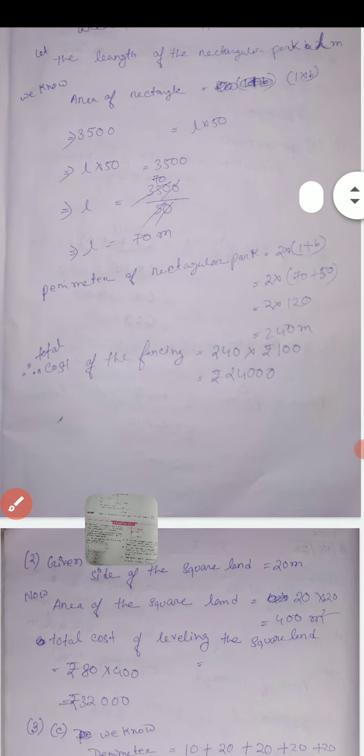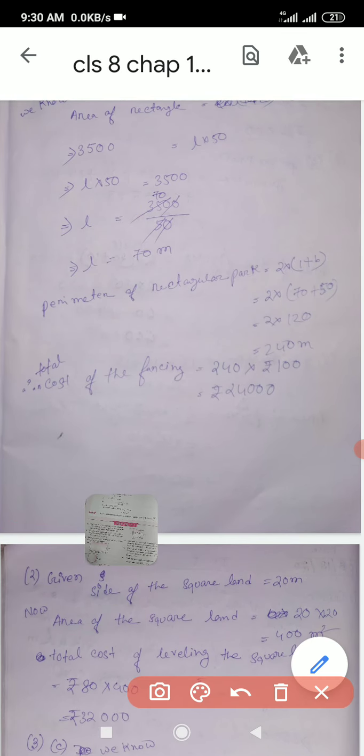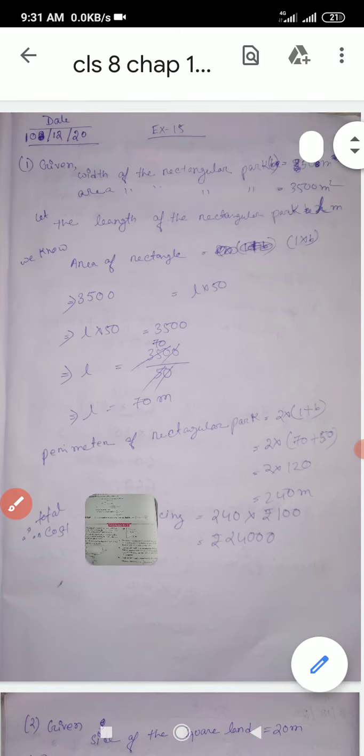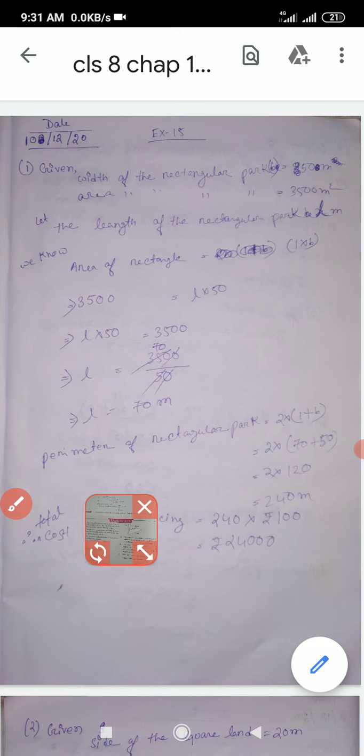Now the perimeter of the rectangle. For the perimeter of the rectangle, we know that the formula is 2 into L plus B. L we have got as 70, B is already given 50. So 70 plus 50 gives us 120, into 2 is equal to 240 meter. Now if 1 meter costs us 100 rupees, then 240 meter will cost us how much? 24,000. This much will be the cost of the fencing of the rectangular park.